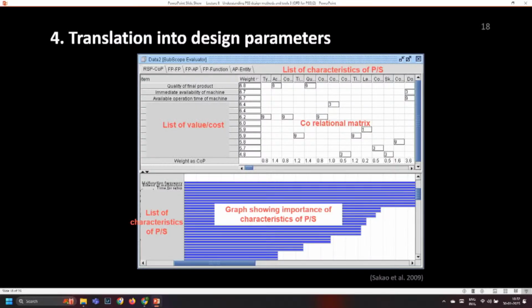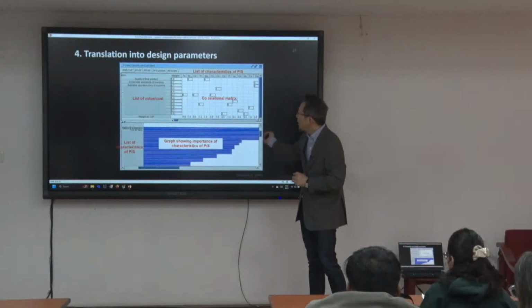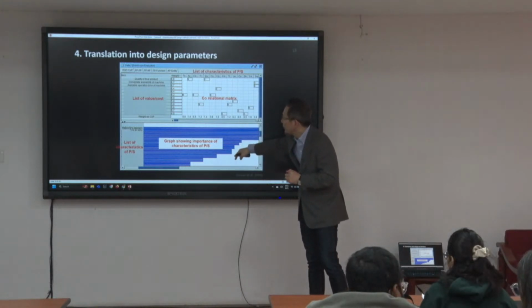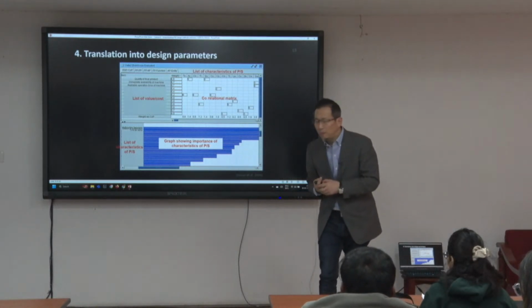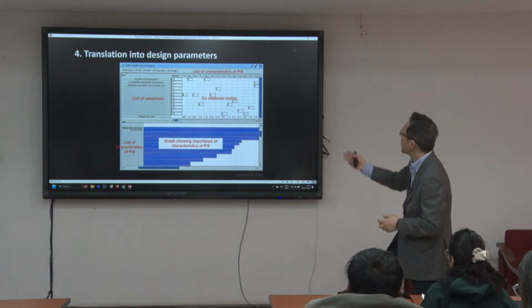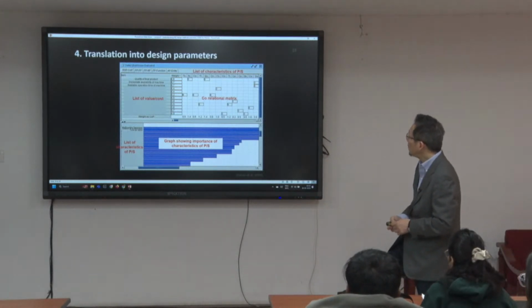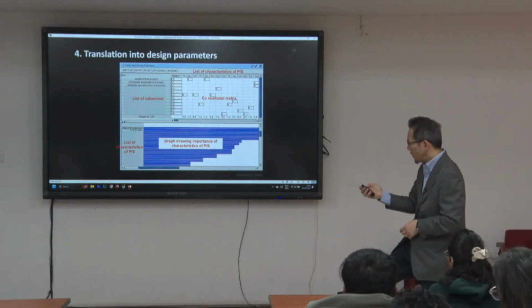Thereby, as an outcome, the relative importance of the design characteristics, right? So in this application, we used specific software. It's not a commercial one, developed for academic purpose. And then we saw, as an outcome from the software, the relative importance of design characteristics.